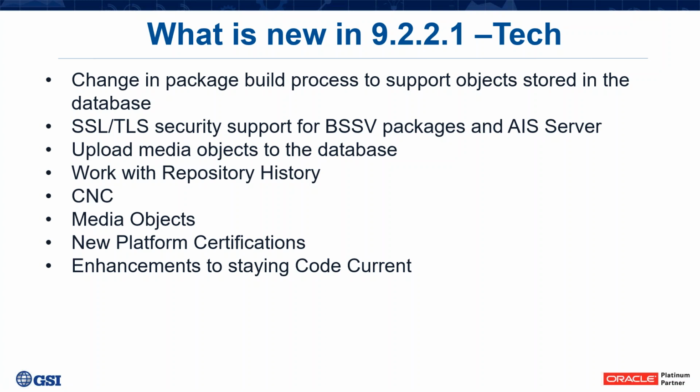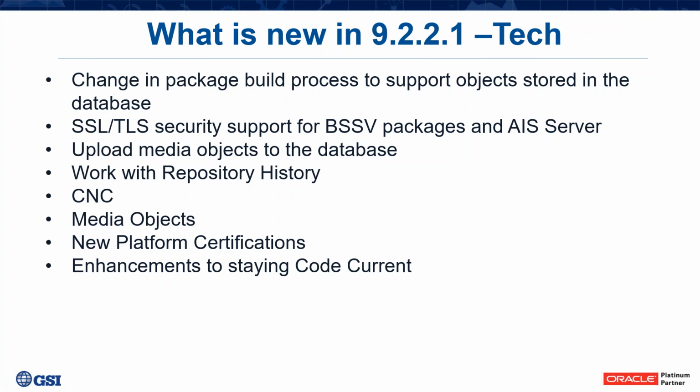In 9.2.2.1, they changed the package build process to support the objects being stored in the database. And as some of you know, we now are putting central objects completely in the database rather than on the file system on the enterprise server. The SSL TLS security support is now available for BSSV and AIS. Media objects can go to the database if you like, and we'll be talking a little bit about that in another slide. The file storage for the CNCs, the file storage for print queue things can be on the database.